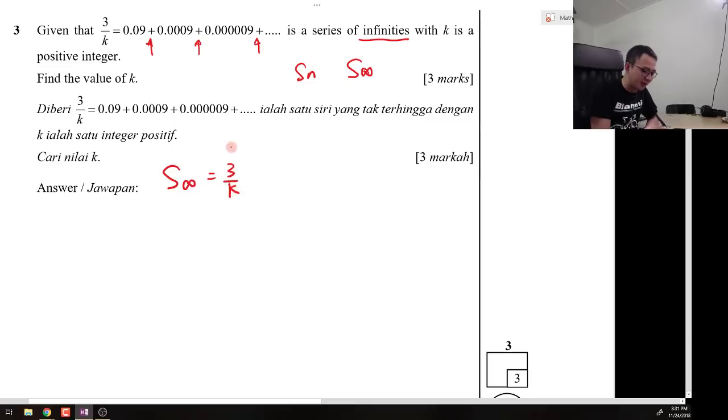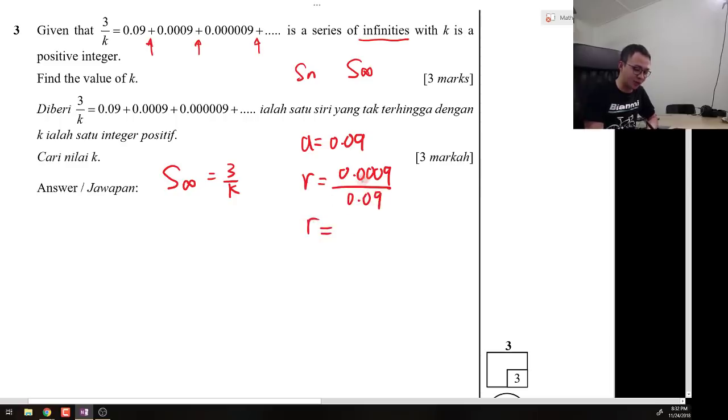Alright, so based on the first equation here, I know sum of infinity should equal 3 over k. Because all of the numbers sum up to infinity, I will get 3 over k. And from the series here, I know my a is 0.09. And I can easily know my r is my second term divided by my first term. So r should equal 1 over 100 or 0.01. Right. So I have a and r.